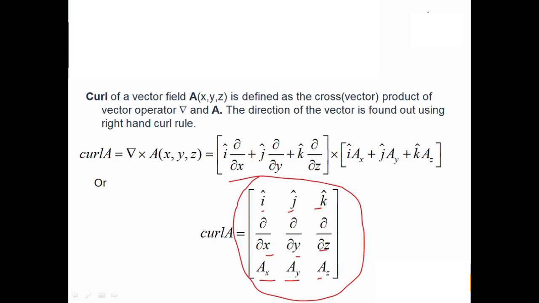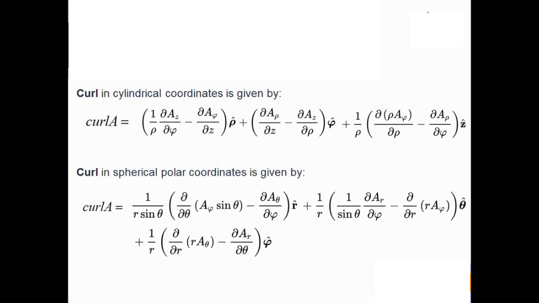What you should get is the curl of that vector, and here's the curl in cylindrical coordinates and also spherical polar coordinates. You have the curl here for that too. These formulas are there for your reference.